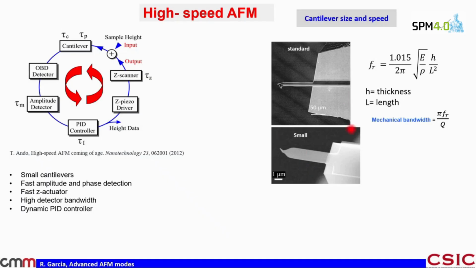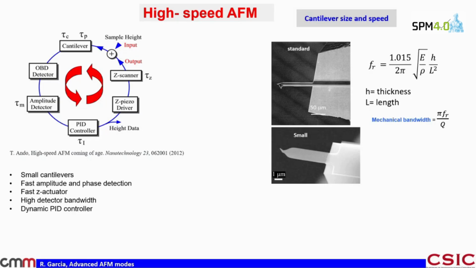Okay, so what is the key? If we calculate the resonance frequency, it depends on the material, the Young modulus, the density, but mostly on the ratio between the thickness and the length. So high-speed AFM requires very short cantilevers because high-speed AFM needs high frequencies. Not that high-speed AFM asks for short cantilevers. High-speed AFM asks for very high resonances, and the high resonances are given by small cantilevers because of this geometry.